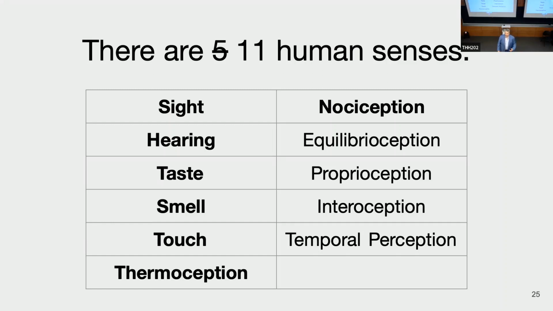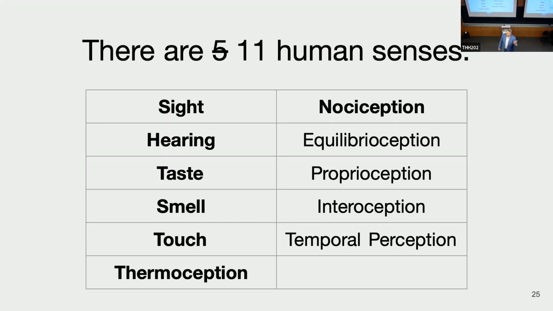Thermoception refers to the ability to detect heat or coldness. I can't do that in my mind's eye. Who can detect that in their mind's eye? The temperature. All right, we got a few, but a lot of people don't. And then nociception refers to pain.